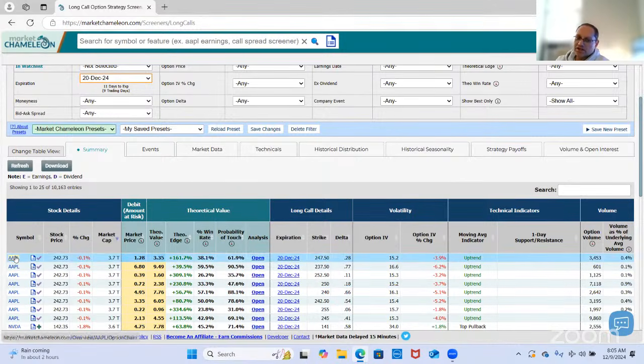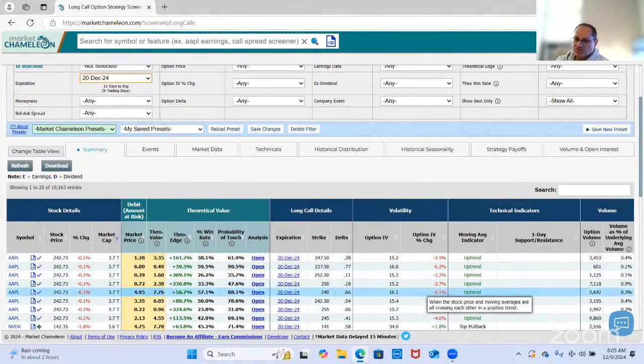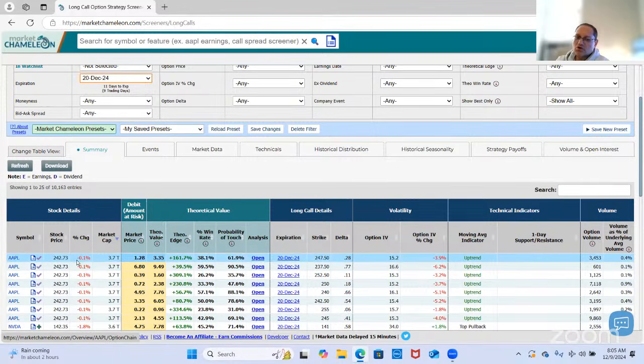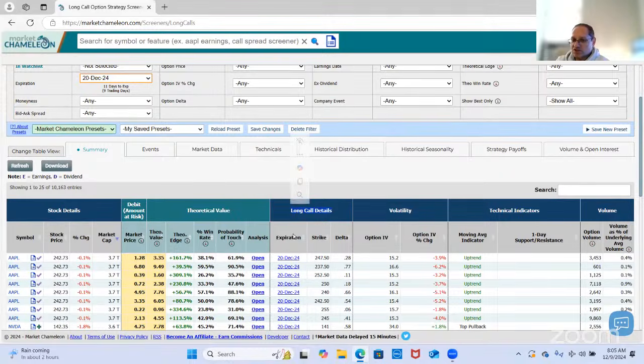And really quickly, I'm just going to cover from left to right here. You see the stock symbol with stock price, price change, market cap. Over here, I'm going to skip this middle section just to show you that the call that you're analyzing will be in this section. So you see expiration December 20th, strike 247.5, and this is the delta of the option.